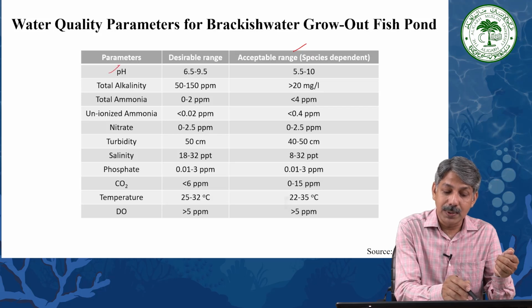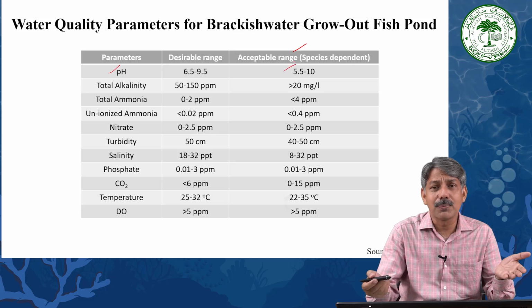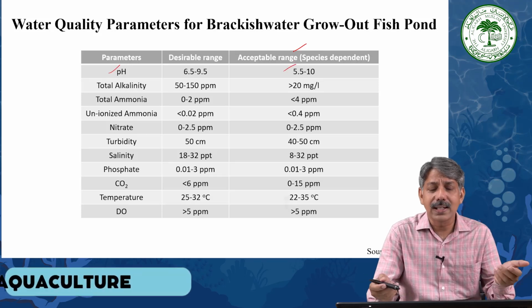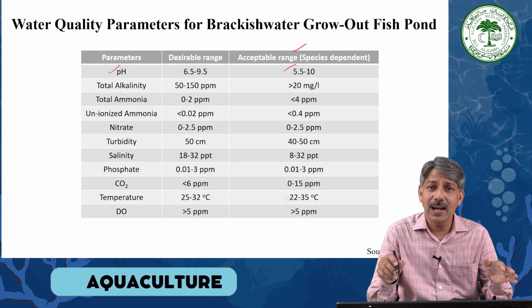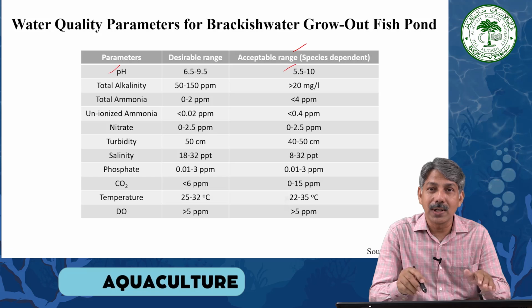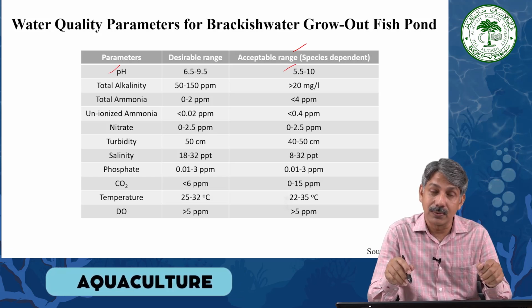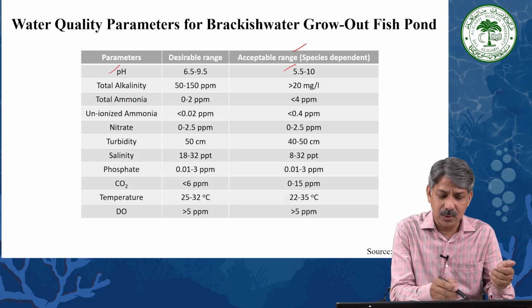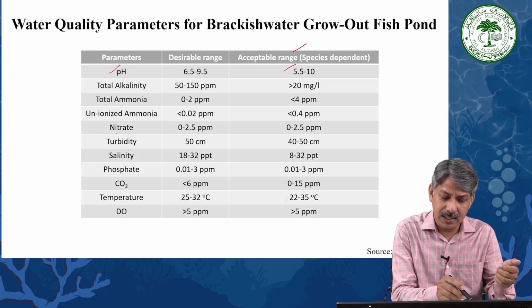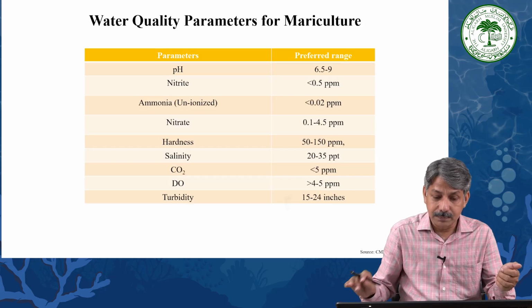Say, for example, pH is 6.5 to 9.5, but the acceptable range is that even if pH goes down to 5.5 or up to 10 on the higher side, you can go for brackish water aquaculture. But you will have to be careful. If you are going beyond the desirable range, then you will have to be alert in order to take care of the overall health and performance of the fish. Likewise, other things also, total alkalinity, ammonia, unionized ammonia, nitrate, turbidity, salinity, phosphate, and other things are described here.